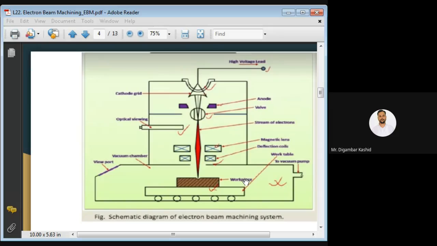And same diagram you will get in the VKGN book. Same diagram I have taken. Okay.